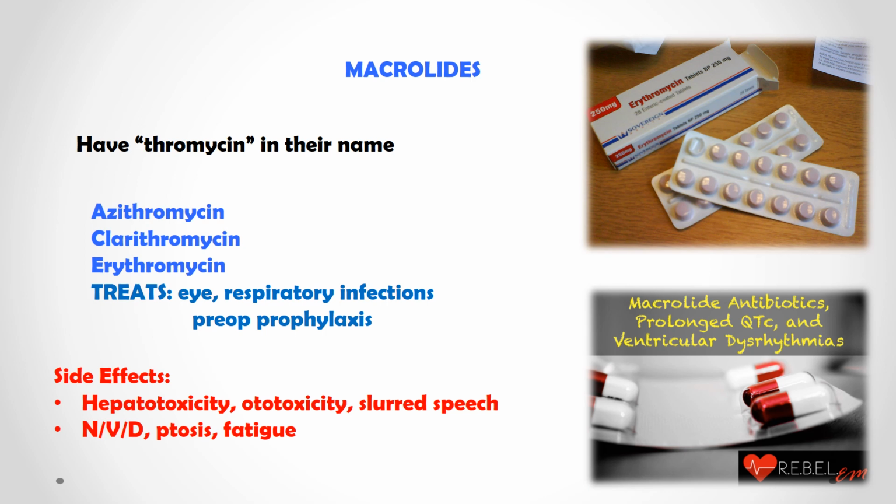They're also used to treat infections of the eyes, and are used for preoperative prophylaxis. If a patient is allergic to penicillin, the macrolides are usually appropriate. Side effects of the macrolides include a prolonged QT interval on electrocardiogram. Other side effects include nausea, vomiting, diarrhea, fatigue, hepatotoxicity, ototoxicity, phlebitis at the IV site, and even slurred speech.